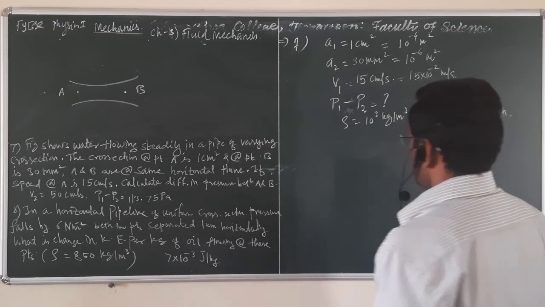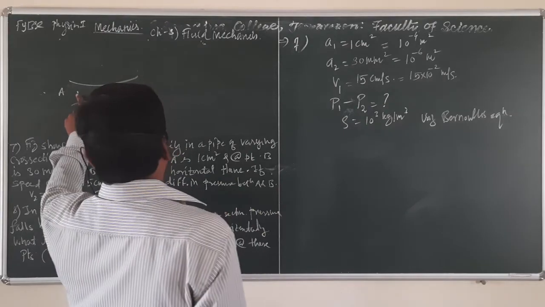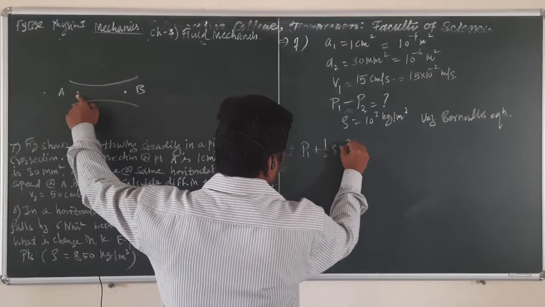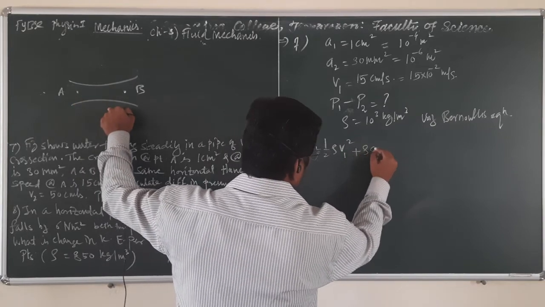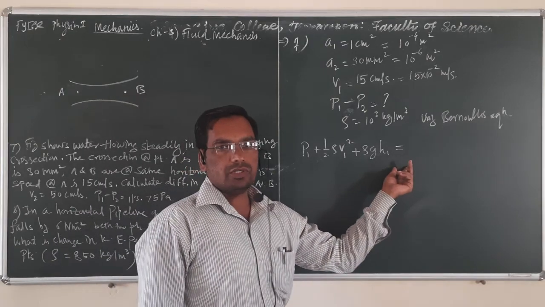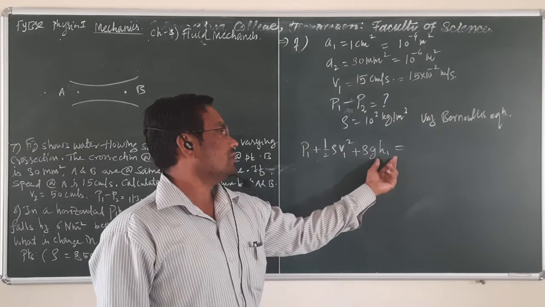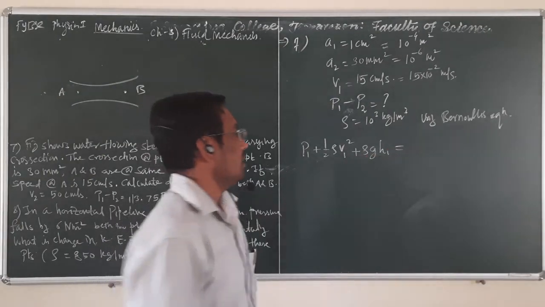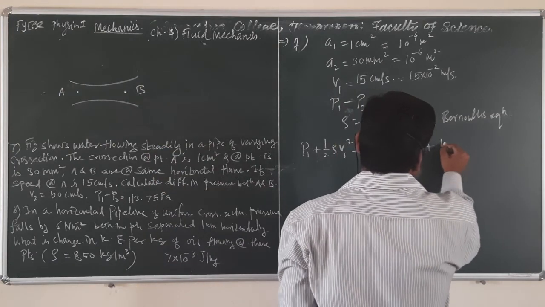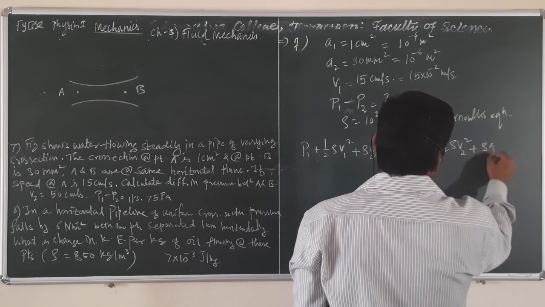What is Bernoulli's equation? Bernoulli's equation is that pressure at point A plus 1/2 rho v squared at point A plus rho g h at point A. This h1 is the vertical height from Earth's surface, so this is the gravitational potential energy term. That is equal to pressure at point B plus 1/2 rho v squared at point B plus rho g h2.